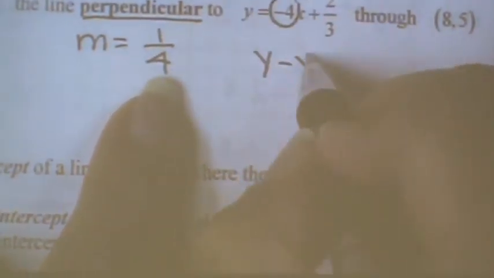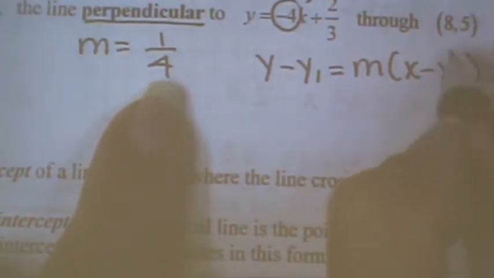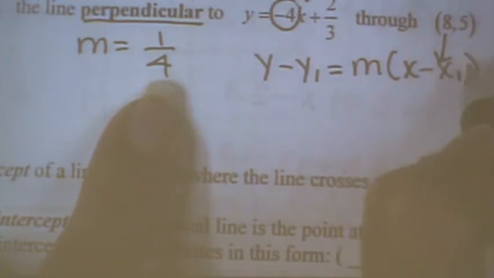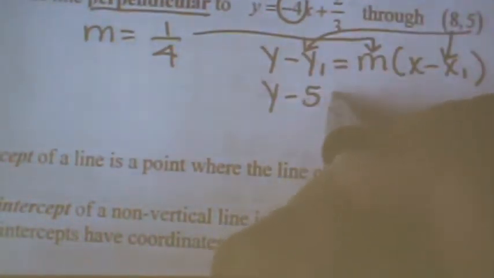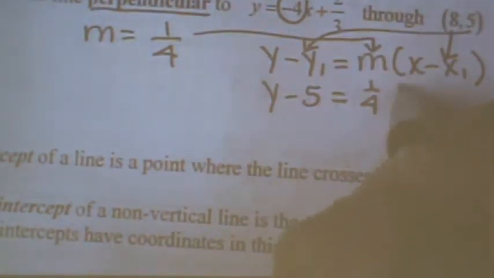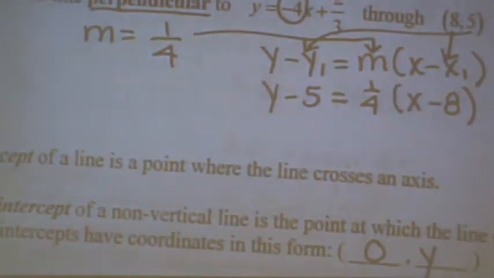Everybody get that? Yeah. So now I'm going to use my recipe, this is my recipe. I'm going to plug 8 in that spot, 5 in that spot, and 1/4 in that spot. So I've got y minus 5 equals 1/4 times x minus 8. Is everybody with me so far? Now this problem has a twist to it, in that in order to write this in slope-intercept form, I've got a fraction. I don't like this 4 here.